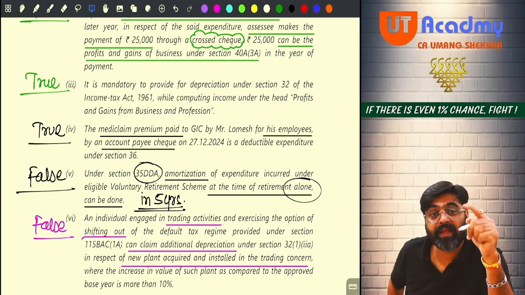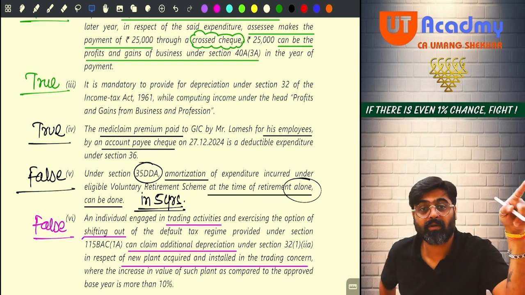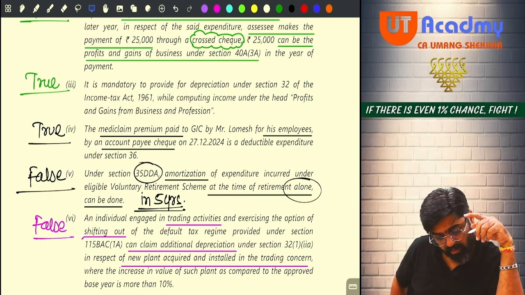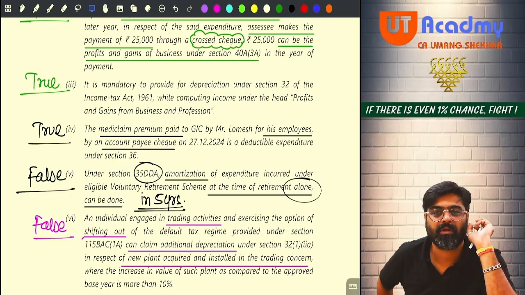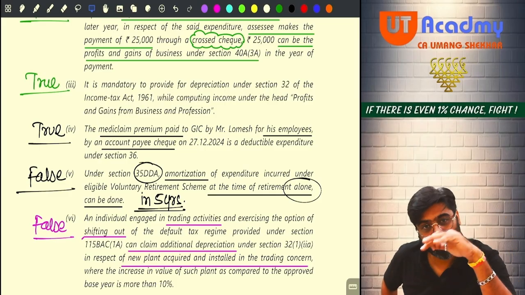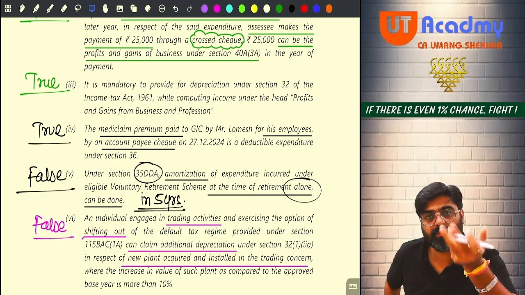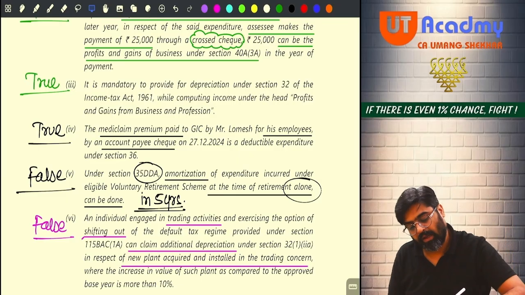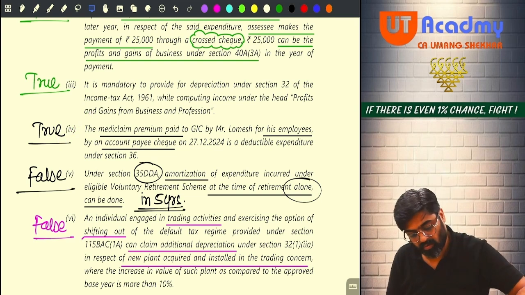So see, Lomesh is paying the mediclaim. This mediclaim is allowable under section 36. It is paid by crossed cheque, by account payee cheque. Even if it was paid through a crossed cheque, still it was allowable. Why, sir? Because the payment is made for the employee's mediclaim. Mediclaim premium paid by way of any mode other than cash will be allowed. So it is any mode other than cash. It is allowable under section 36. Yes, the statement is true.